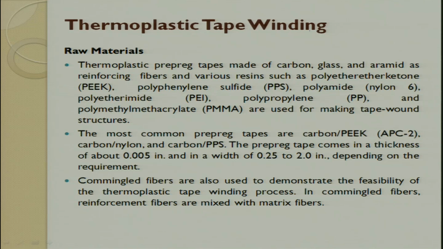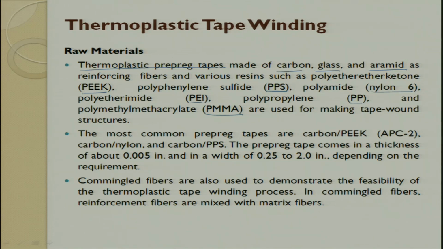So what are the possible prepregs in thermoplastic tapes which are available? You can have carbon fiber, glass fiber, aramid or Kevlar fiber as reinforcements. PEEK can be one matrix. Depending upon your temperature, strength and the fiber we use, we can choose PEEK, PPS, that is polyphenylene sulfide, polyamide, which is nothing but nylon, polyetherimide PEI, PP polypropylene, and PMMA. All these tapes are available today.